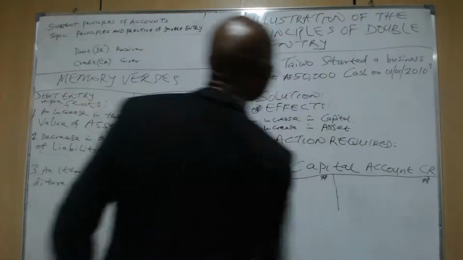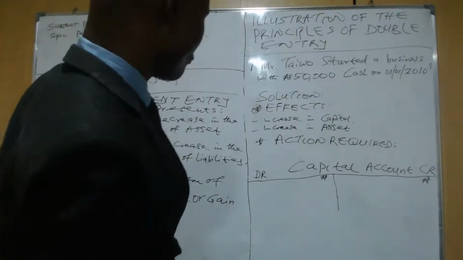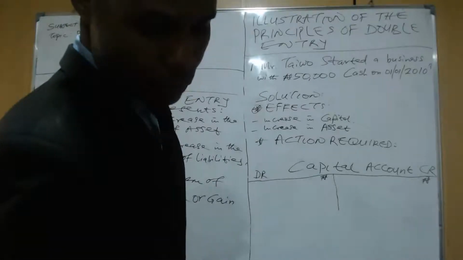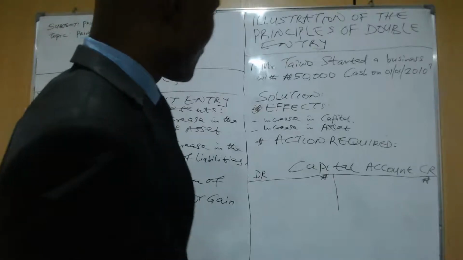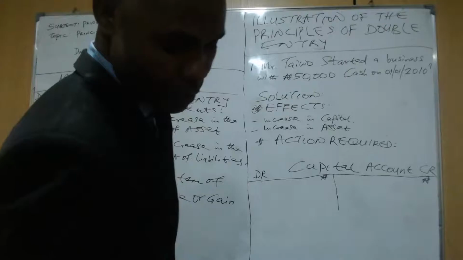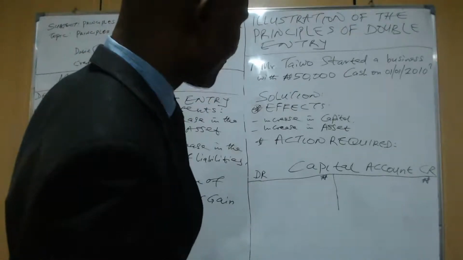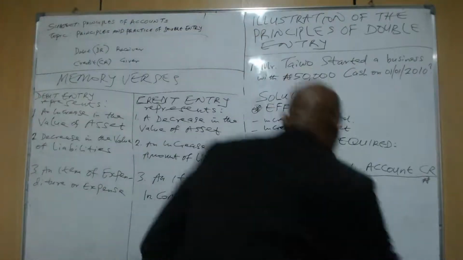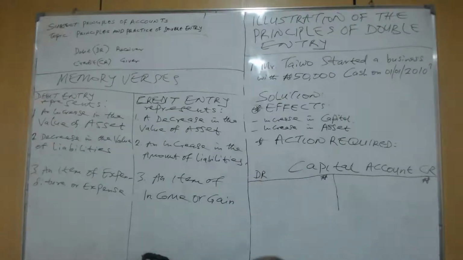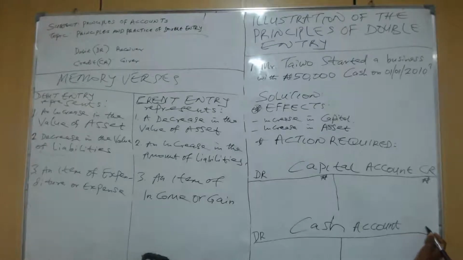Now, capital is the giver, and cash is the receiver. So we credit capital accounts and debit cash accounts. Before we do our posting, I would like us to also open the cash accounts so that we do the posting one time. Cash accounts. Don't forget to divide the account into two equal parts. The left-hand side is the debit, represented by DR. The right-hand side is the credit side, represented by CR.